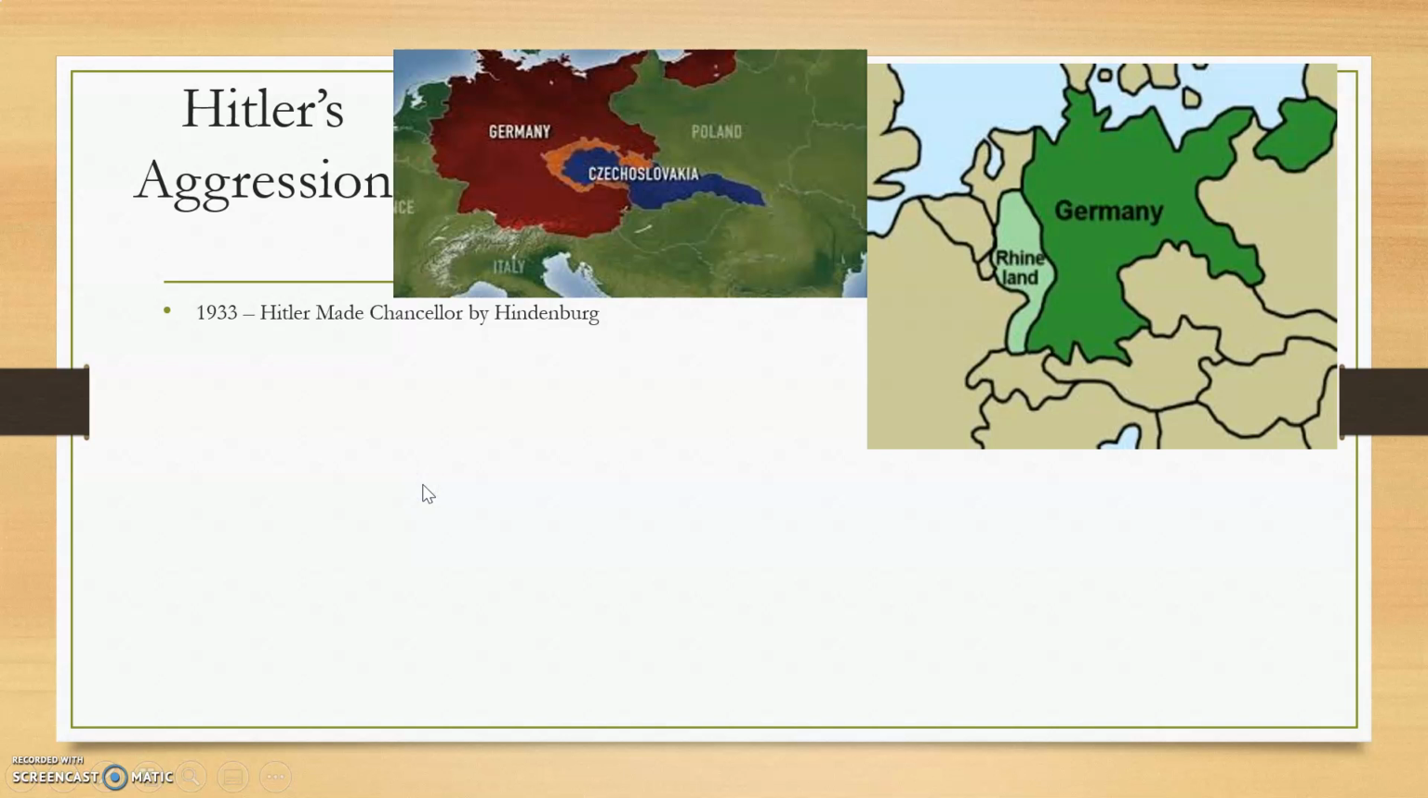So here's kind of a timeline of Hitler coming into power. He's going to be made chancellor by Hindenburg, who was the German president at the time, in 1933. Also in 1933 is when Germany leaves the League of Nations. Remember, the League of Nations was that peacekeeping organization that was created after World War I, where countries would talk diplomatically about their problems instead of going to war about it.